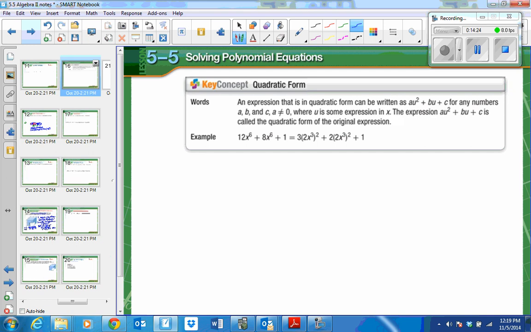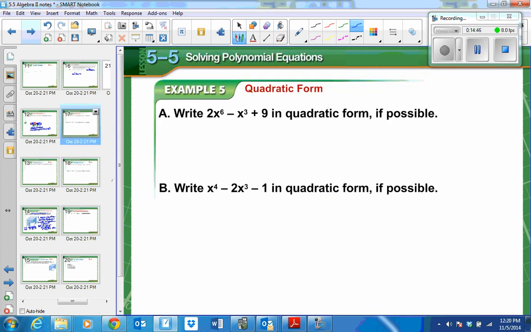Okay, the key concept is recognizing that something is in quadratic form. Everything we've done until now always had ax squared plus bx plus c, and we were only dealing with x squareds and then the linear power of x. But there is a way that you can get something in quadratic form by doing what's called U substitution.